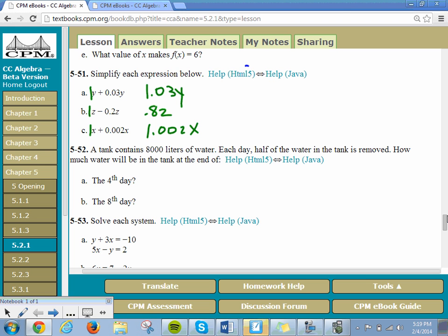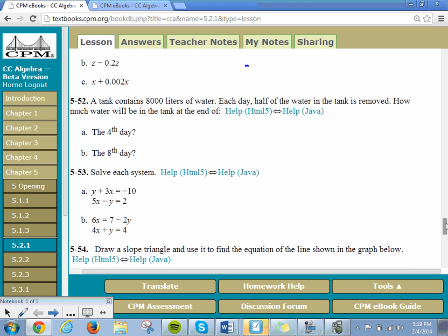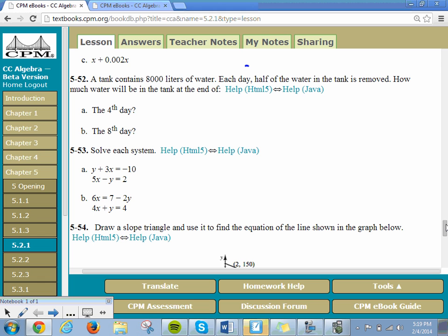And so hopefully you were able to combine those. All right. 52. 52 says that a tank contains 8,000 liters of water. Each day, half of the water in the tank is removed. How much will be there after the end of the 4th day and the 8th day?